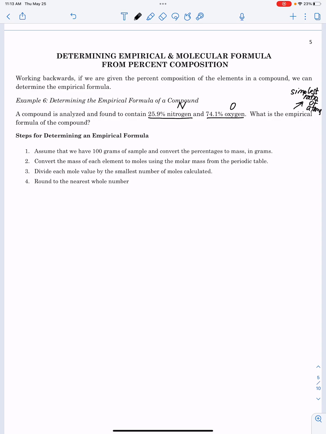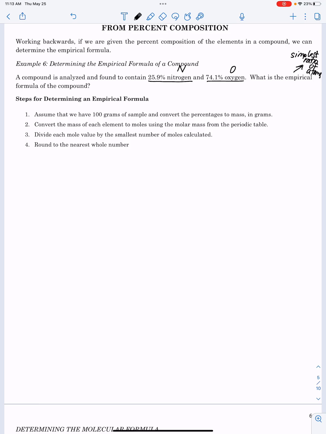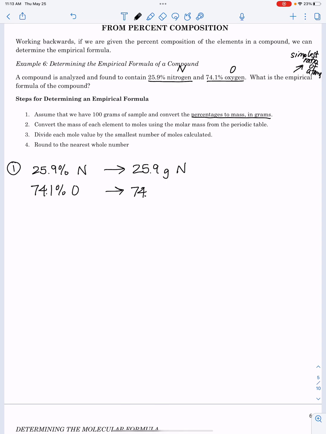So here are the steps. Assume that we have 100 grams and convert the percentages to mass in grams. So we'll do step 1. Step 1 says I take my 25.9% nitrogen and I make it 25.9 grams nitrogen. It says I take my 74.1% oxygen and I turn it into 74.1 grams oxygen. That's my first step. My percentages become automatically grams.